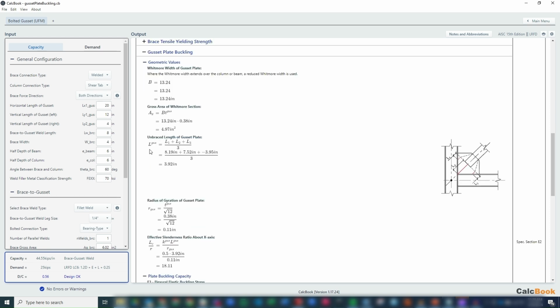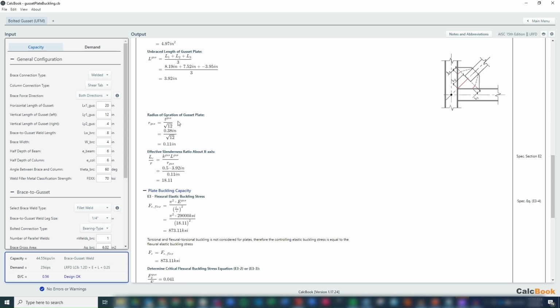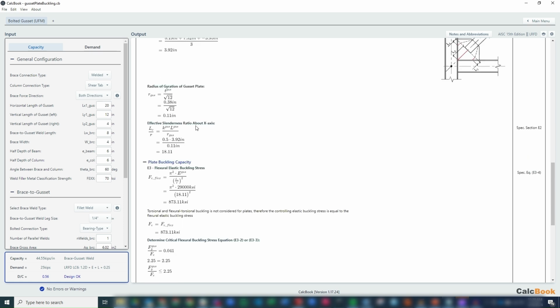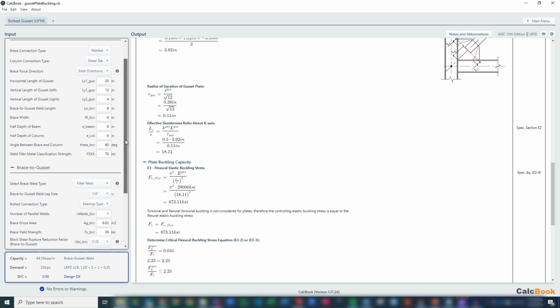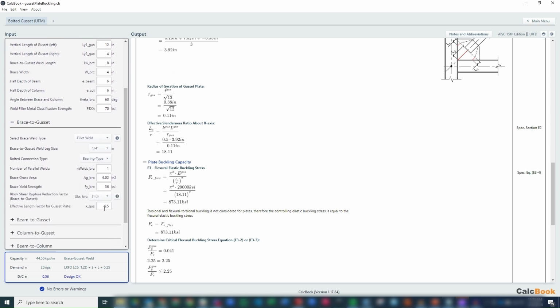Then we calculate our unbraced length. Because that bottom corner of the Whitmore width does extend over the beam there, we can use this as a subtraction, and then we average everything out, and we get an unbraced length of approximately 4 inches, 3.92. Then we calculate the radius of gyration, which is our thickness over the square root of 12. And then we calculate our effective slenderness ratio, which is going to be K times L, KL over r. And our K of 0.5, there's some documentation in various AISC articles about this factor. And you can adjust that here in the brace to gusset input section. But we'll post some information in the description below about this.